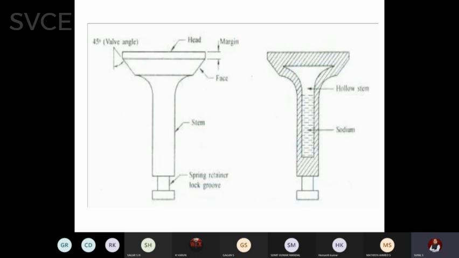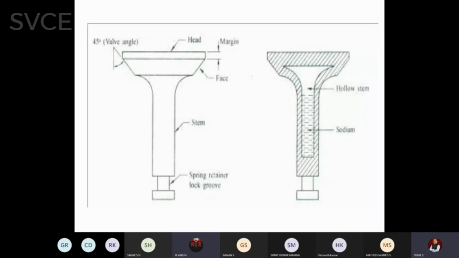I think it is done. Is it done? Yes, sir. Sir, it is done, sir.